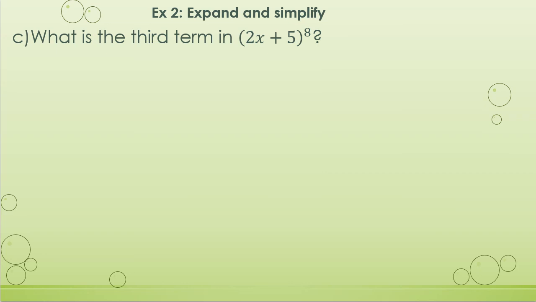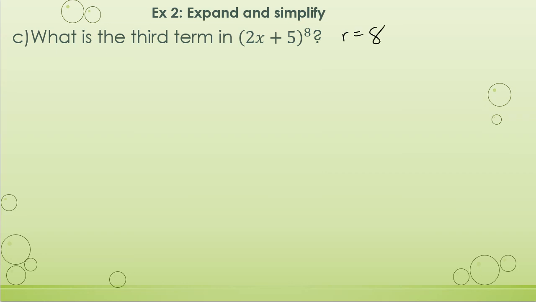Our last example, expand and simplify, but instead of doing that whole thing, I'm just going to say, what is the third term in 2x plus 5 to the 8? So I'm just going to ask you for a specific term, so it isn't as bad. All right, what's my r value? My r value is 8.